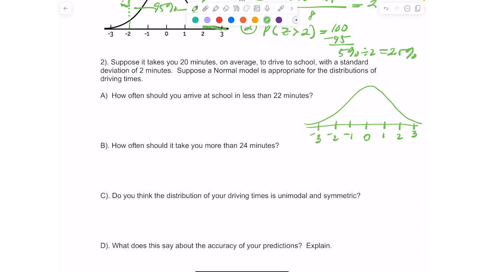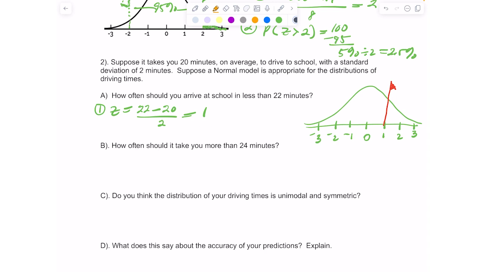So I need to figure out where the 22 goes. So I need to find its z-score. Remember, z equals the value minus the mean divided by the standard deviation. And 2 divided by 2 is 1. So I know that right here is where the 22 minutes would go. That's where z equals 1.